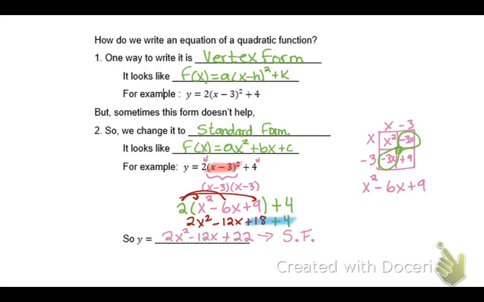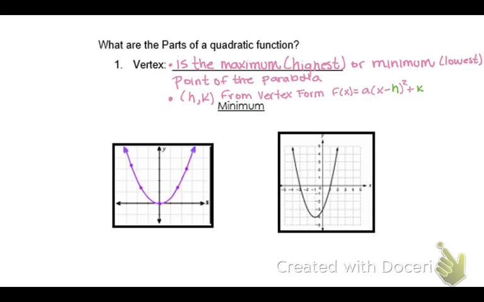Okay, let's move on. Now, what are the parts of a quadratic function? Let's begin with the vertex, okay? The vertex is the maximum, highest, or minimum, lowest point of the parabola. Now, you are also going to see vertex as the point h, k. I mean, the vertex is a point on the parabola, okay?